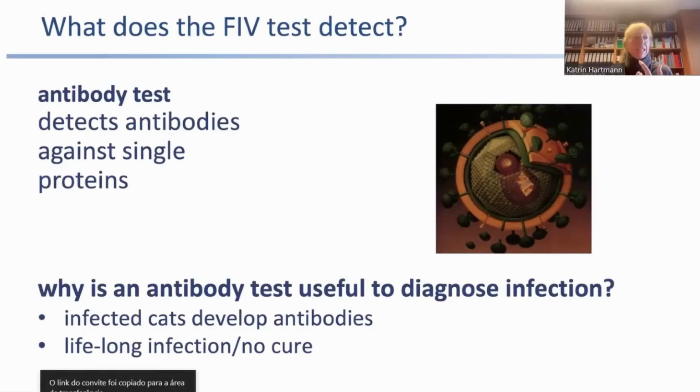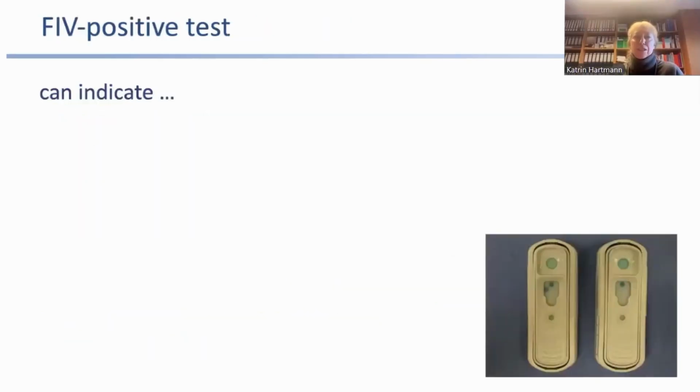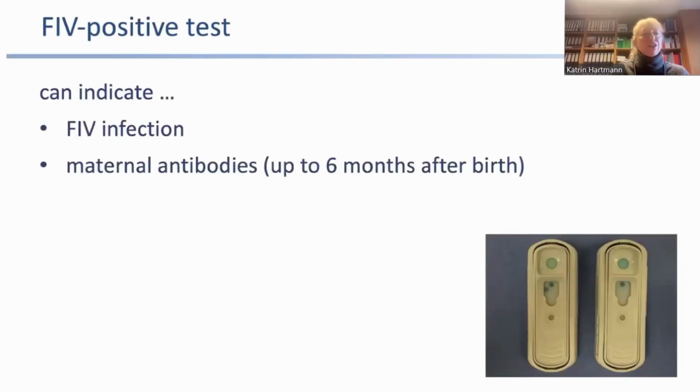And on the other hand, because this infection is lifelong, there's no cure. When I find FIV antibodies in an adult cat, then I know this cat has FIV infection because it cannot get rid of it. There are a few exceptions, and this is important. So if we find an FIV positive cat, this can mean the cat has FIV infection. It can also mean that these are maternal antibodies, and it's very important.